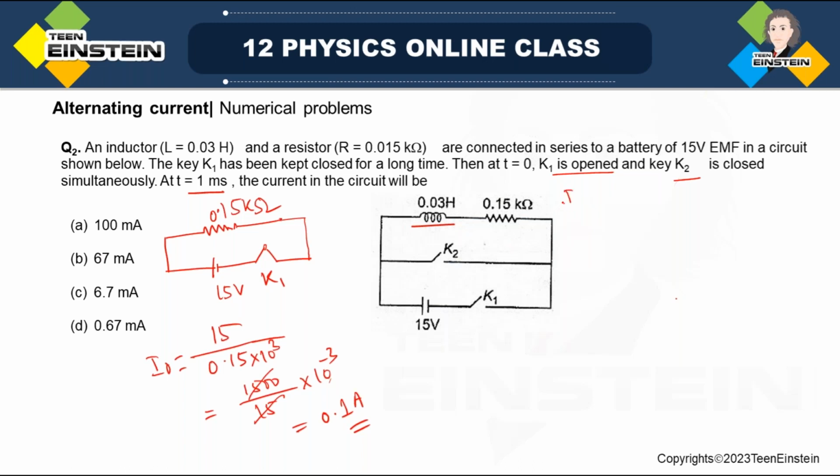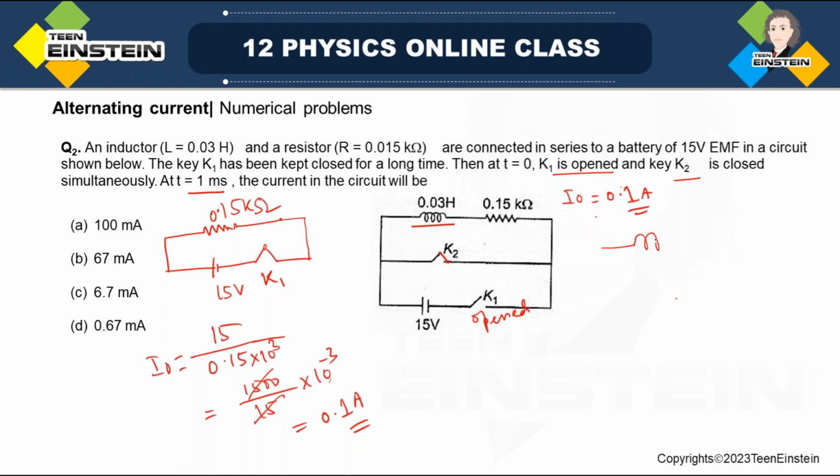So I have got the maximum current 0.1 ampere. This much current is flowing in the circuit. Now suddenly this is opened and it is closed. Now look, in this circuit the maximum current is this. Now the battery is switched off. So what will happen? There will be discharge or decay of current in the LR circuit.